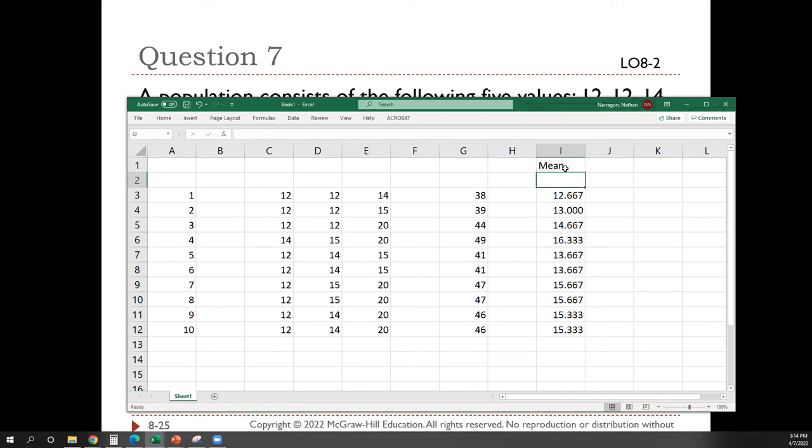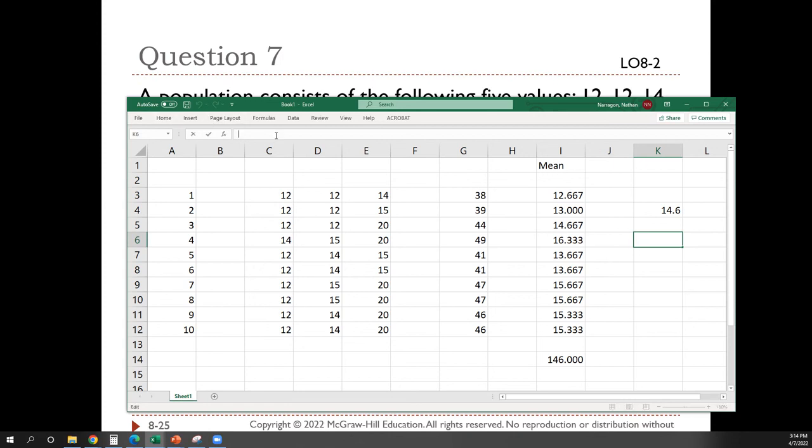Okay. B, compute the mean of the distribution of sample means and the population mean. Compare the two values. So let's auto sum. Formulas, auto sum. And we'll take that 146 and divide by 10, since we're dealing with 10 numbers, 14.6. Now, we really only have 5 numbers. We have 12, 12, 14, 15, and 20.